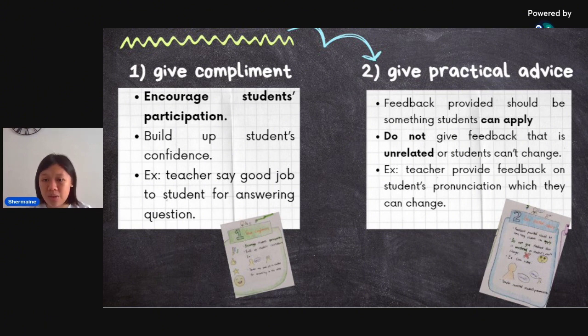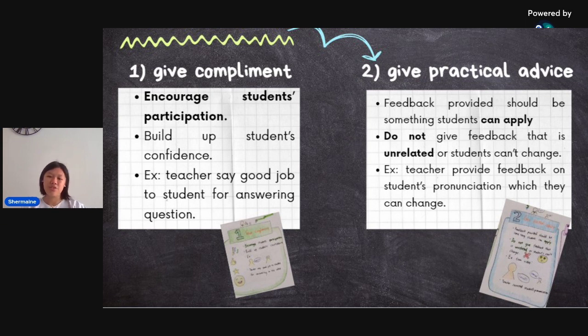Second is practical advice. So actually, the main aim of feedback is still for the student to improve. So the feedback should be something that the student can apply and correct. If the feedback is unrelated, or it is something that the student can't change, then it's not the student's fault, so you shouldn't give that advice or feedback to the student. The advice you give should be practical and should be reflected in their behavior.